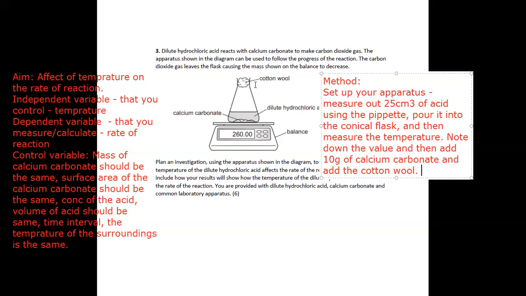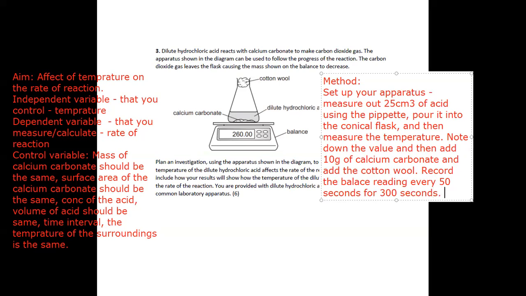Okay? A cotton wool is simply to make sure, because the reaction is happening, so when I add the calcium carbonate, the acid can splash out. Or when the reaction is happening, the acid can spray out, splash out. So we want to make sure that that doesn't happen. So that's why we add a cotton wool at the top. Right? Record the balance reading, or the weighing balance. Record the balance reading every 50 seconds for 300 seconds.